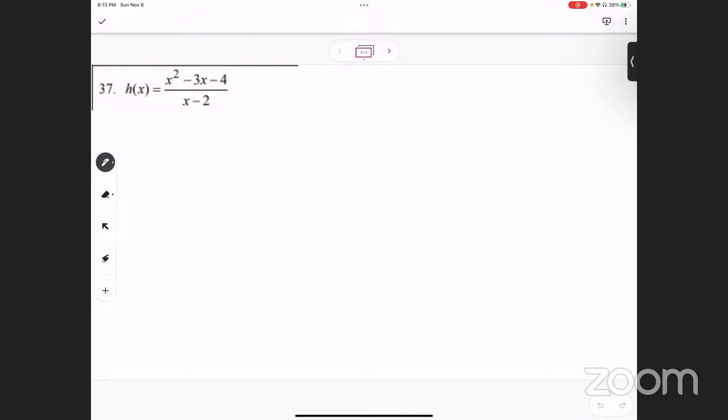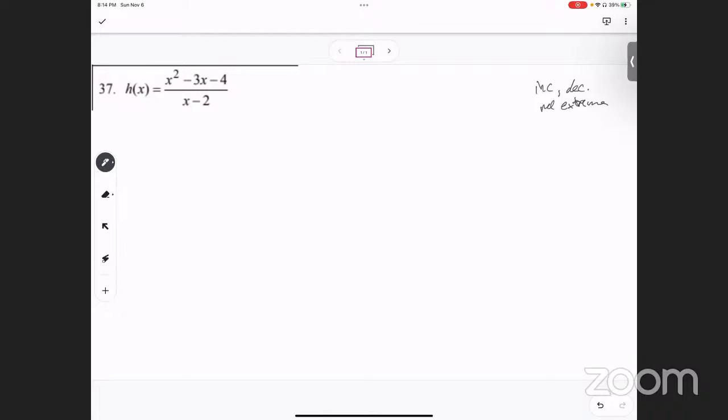Basically it just says determine the open intervals in which the given function is increasing, decreasing, and coordinates of any relative extrema. And do they not want concavity for this one? For this one, no, but that's in a couple of questions.